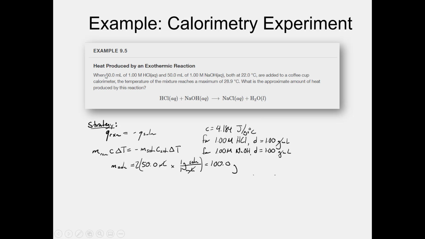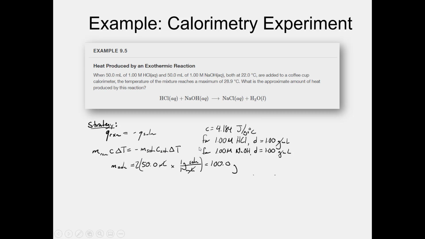So if I put in 50 mL of the hydrochloric acid and 50 mL of the sodium hydroxide, I'm putting in 50 grams of this solution and 50 grams of that solution. So the total mass of the solution is 100 grams, and that's what we'll actually use in our calorimetry equation. So the mass of the solution is going to be 100 grams.